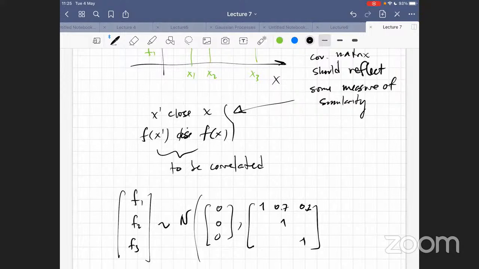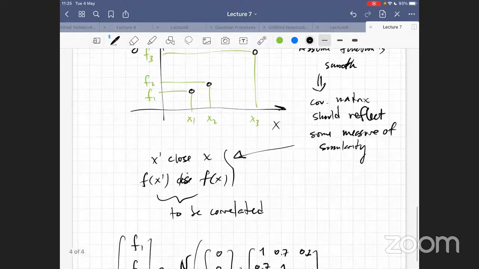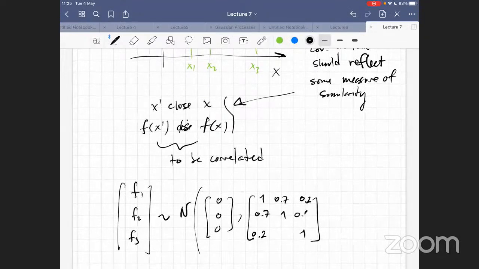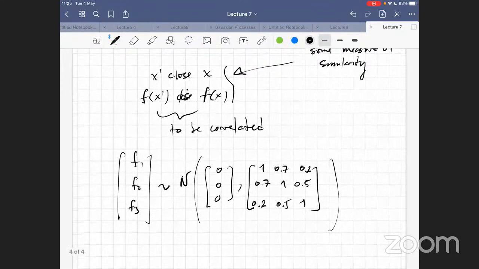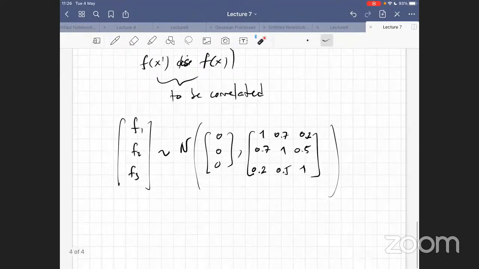So I put here 0.7, 0.2, but this should be a symmetric matrix. So I put here this. And then the correlation between point 2 and 3, well, it's probably smaller than the correlation between 1 and 2, but larger than between 1 and 3. So let me just put here, I'm just putting random numbers, just to reflect the fact that if I have a correlation matrix like this, then I would have expressed the similarity of this data set, in the sense that these 2 points are more correlated than these 2 points. Okay.